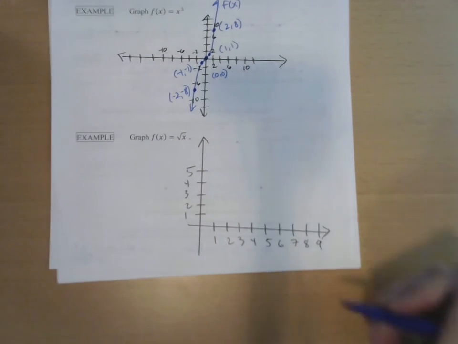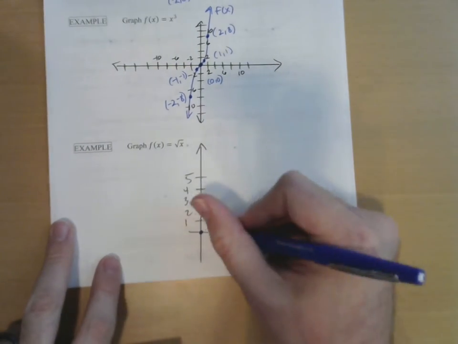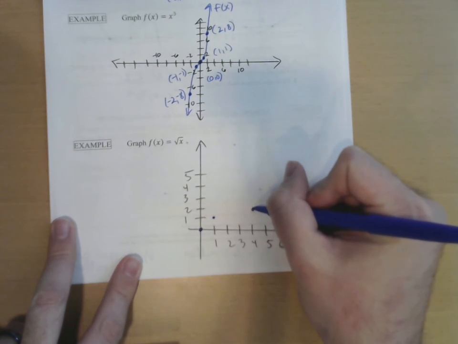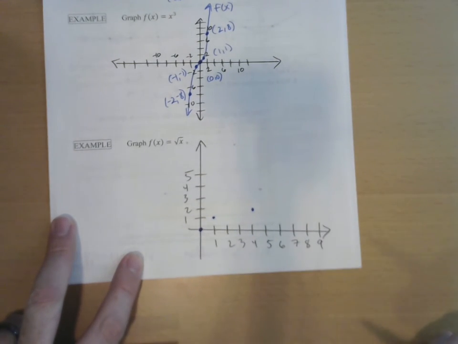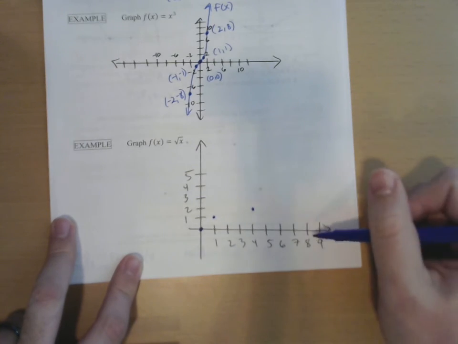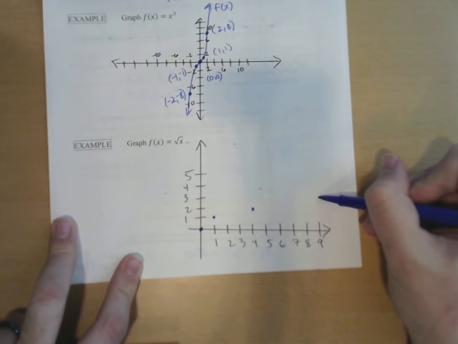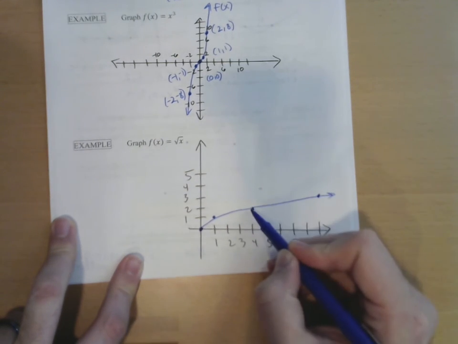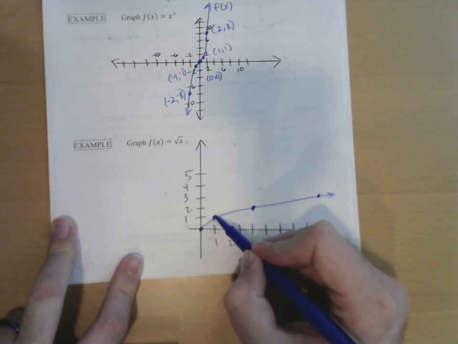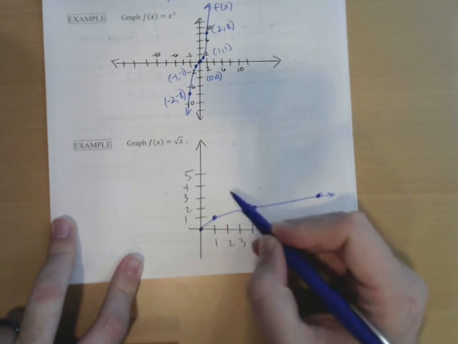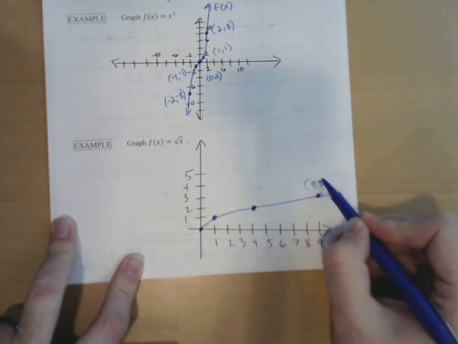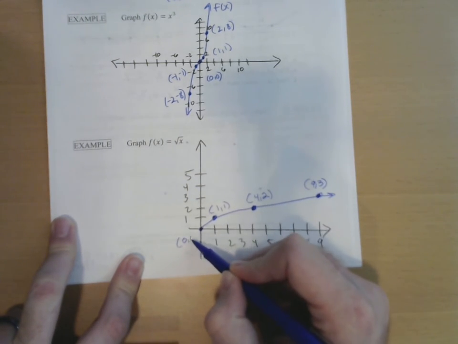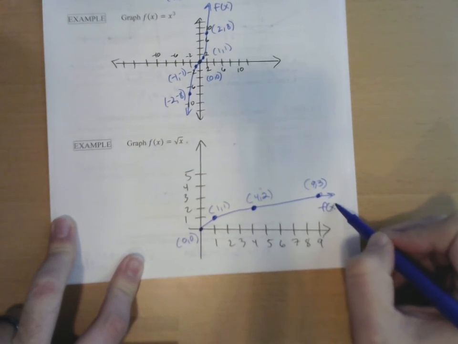So the square root of 0 is 0. The square root of 1 is 1. The square root of 4 is 2. Why do I jump to 4? Because 2 and 3 are not perfect squares. And the next perfect square is 9, which is 3, way out here. And then we make this nice horizontal parabola. And again, we label our points 9, 3, 4, 2, 1, 1, 0, 0, and label our graph using its function name.